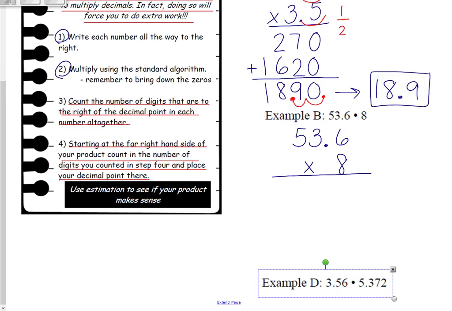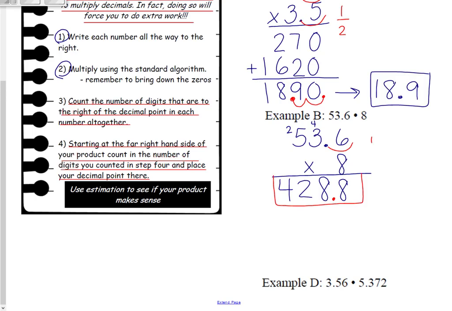We have 8 times 6 is 48. Carry the 4. 8 times 3 is 24, plus 4 is 28. Carry the 2. 8 times 5 is 40, plus 2 is 42. We now have one total place value. Decimal points at the end of the number, so I have to move it one place value here, leaving my final answer as 422 and 8/10.